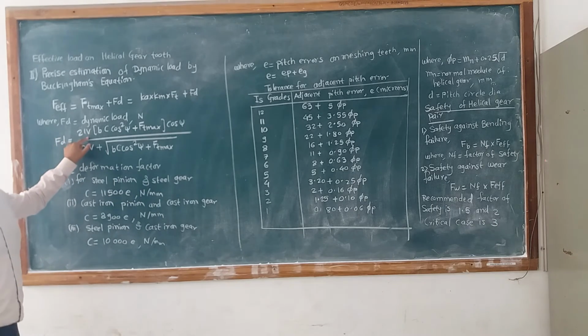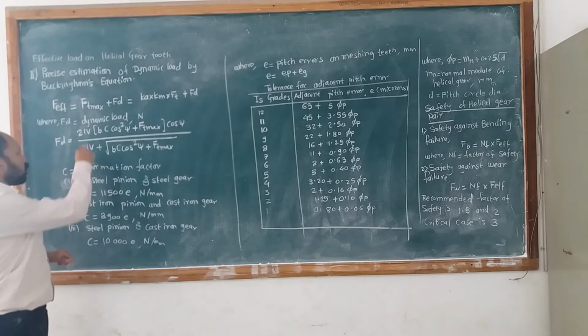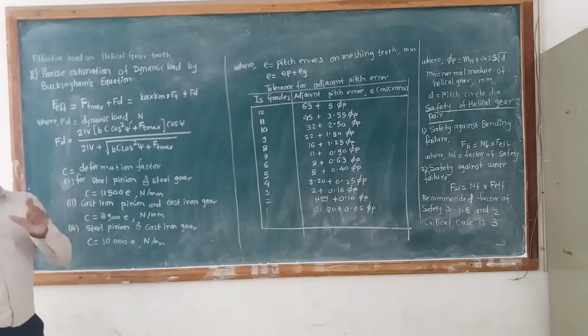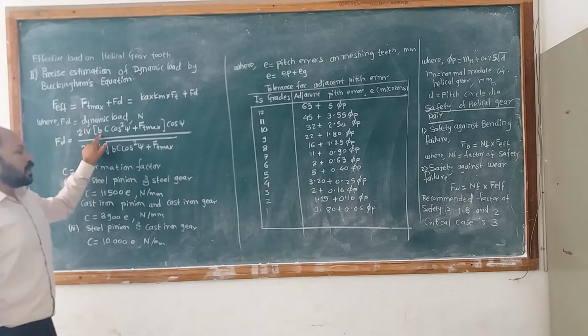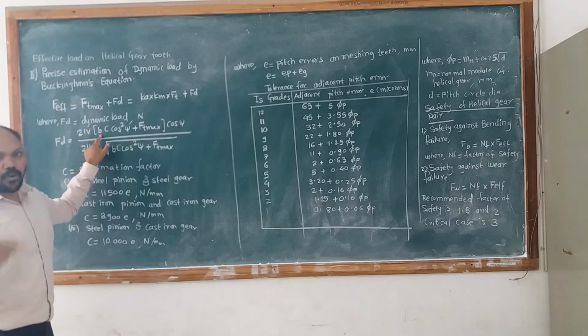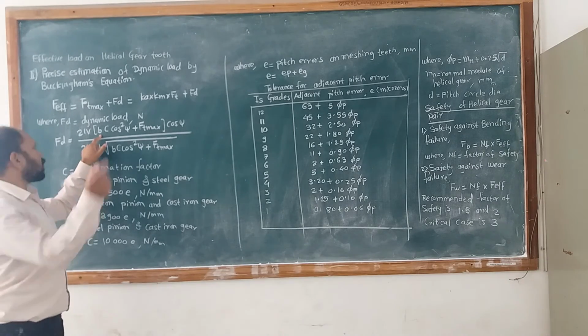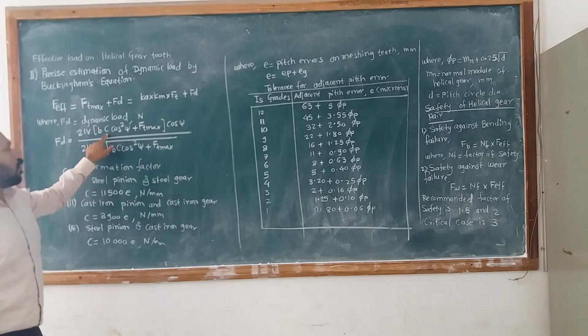You substitute the pitch line velocity. Now the module value is available. So if the pitch line velocity is available in terms of module, then substitute the module and calculate the exact value of V. B is again available in terms of module. You substitute the module value and calculate the actual value. Substitute here. What is this C?